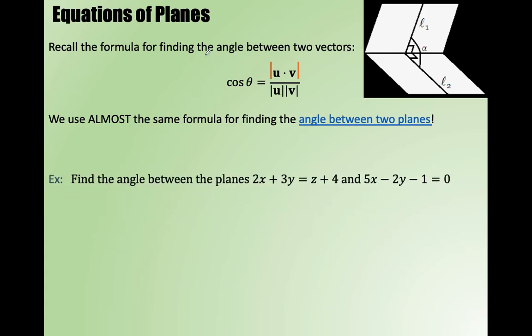So if I ask you to find the angle between these two planes, what am I going to do?